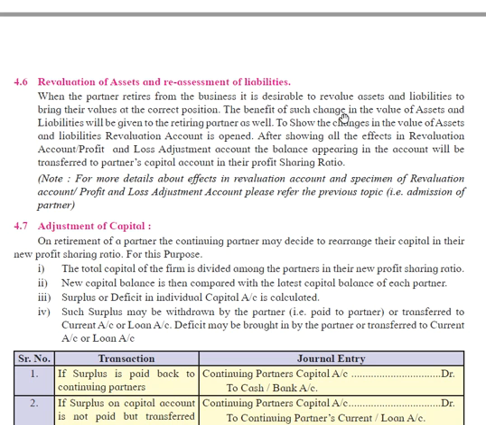The benefit of such change in the value of assets and liabilities will be given to the retiring partners as well. So after preparing the new balance sheet, that will be a benefit for the retiring partners also. And to show the change in the value of assets and liabilities, a revaluation account is opened. After showing all the effects in a revaluation account or a profit and loss adjustment account, the balance appearing in the account will be transferred to partners' capital accounts in their profit sharing ratio.